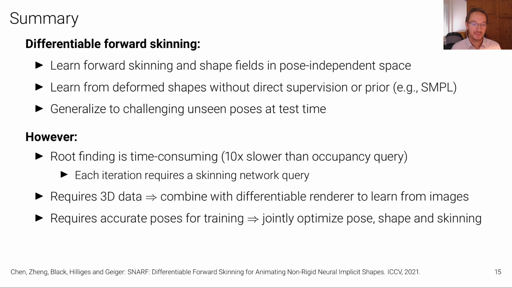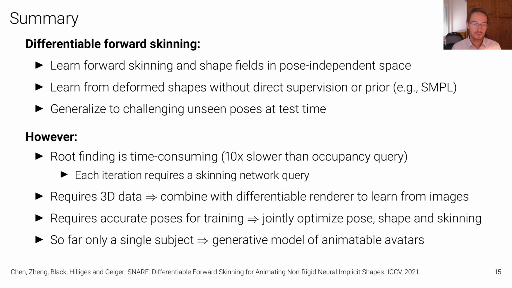Also, we require quite accurate poses for training. And so future work might integrate joint optimization for pose, shape, and skinning. Also, we have only considered a single subject so far. And of course, it would be nice to extend this model to a multi-subject approach.